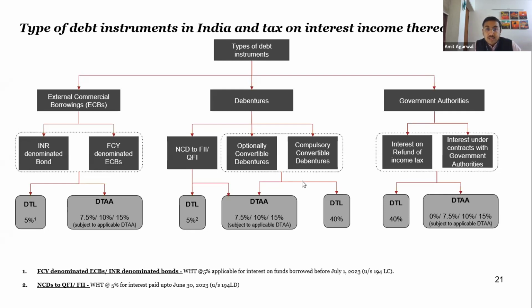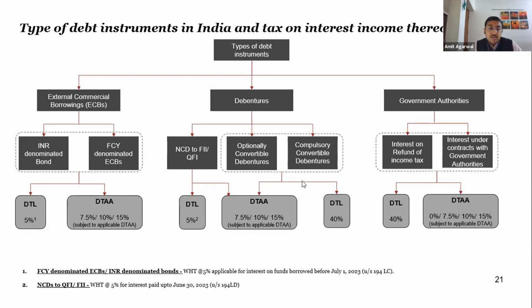So starting from the left, you have already heard of external commercial borrowings. In case of external commercial borrowings, if they are foreign currency denominated, there is a specific provision under 194LC, which gives you a beneficial rate of interest withholding at 5% under the domestic law. However, this has a sunset clause up to July 2023.